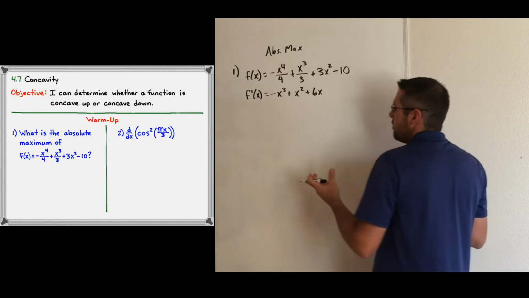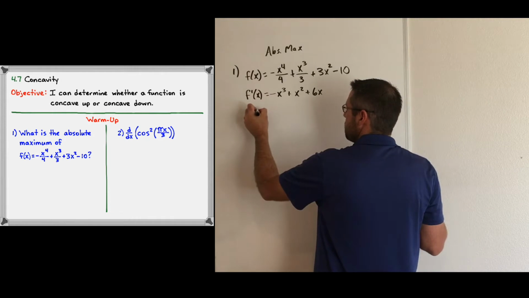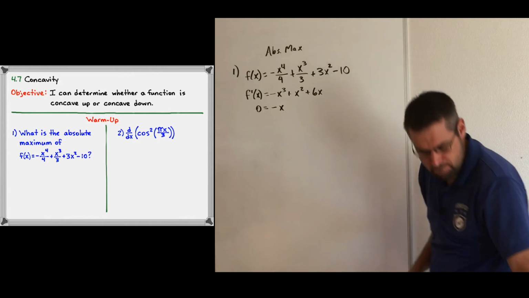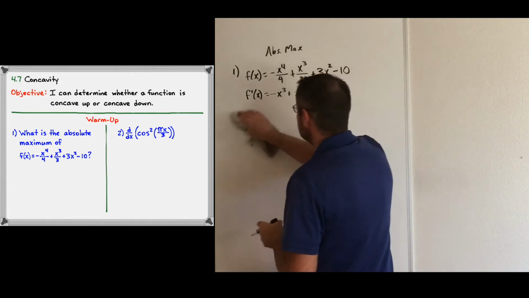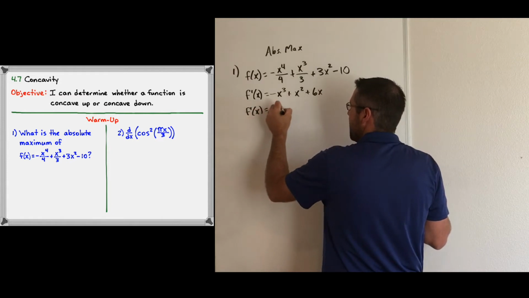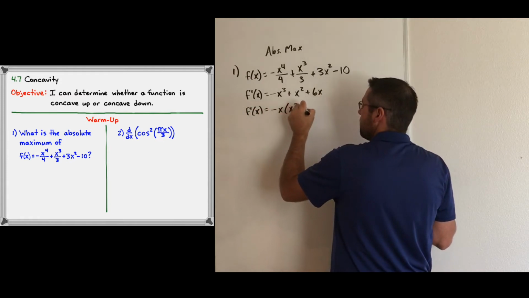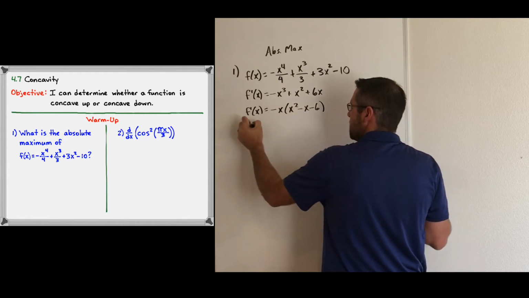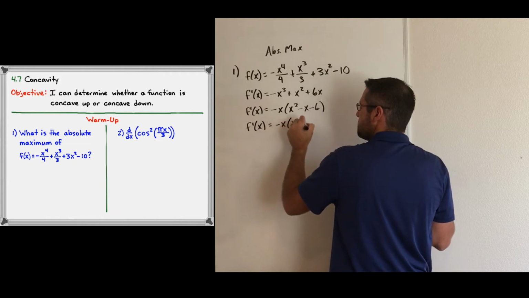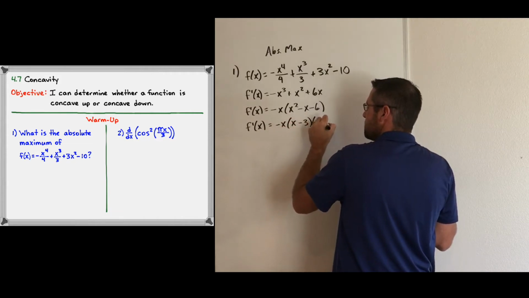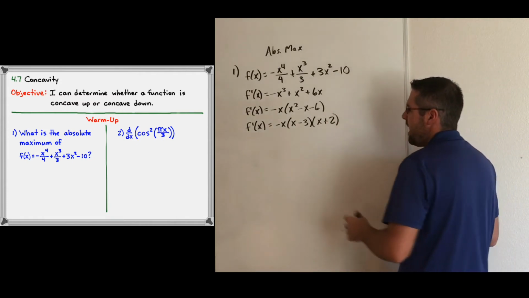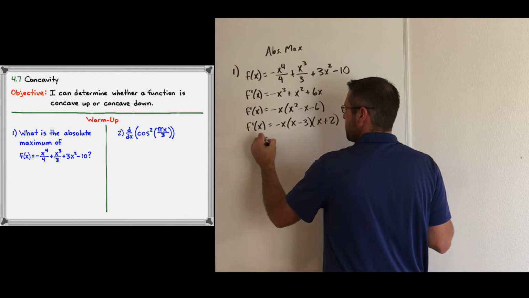In order to find critical points, we're going to set the derivative equal to 0. And so when I set this equal to 0, actually before I do that, let me go ahead and factor this. So then we would rewrite this as f prime of x is equal to negative x times x squared minus x minus 6. And then we can keep factoring this. So f prime of x equals negative x times x minus 3 times x plus 2. Okay, so that's the factored form of f prime. Now we're going to look for critical points. So we're going to set the derivative equal to 0.